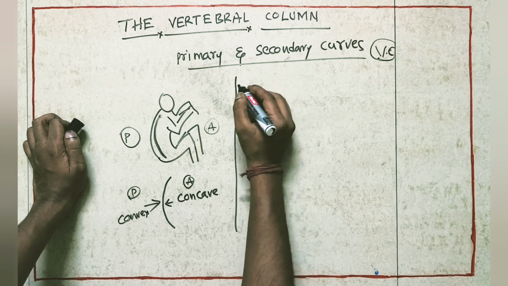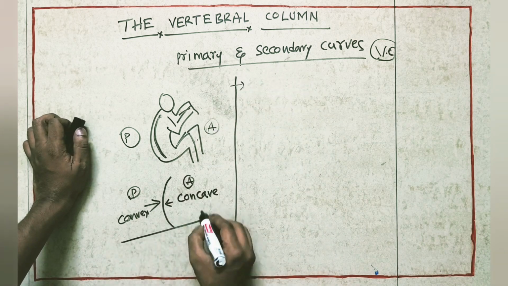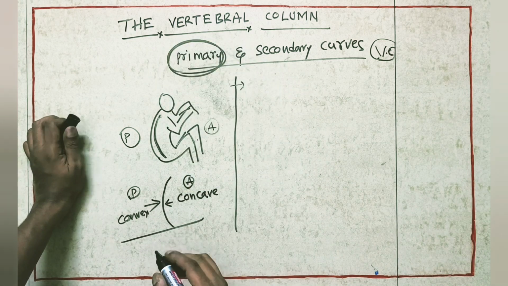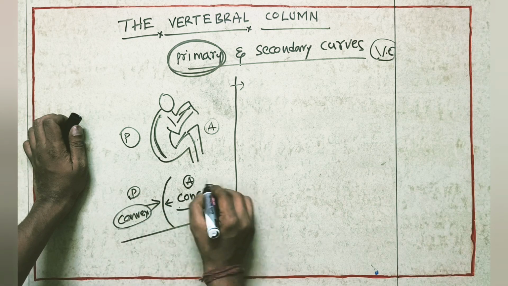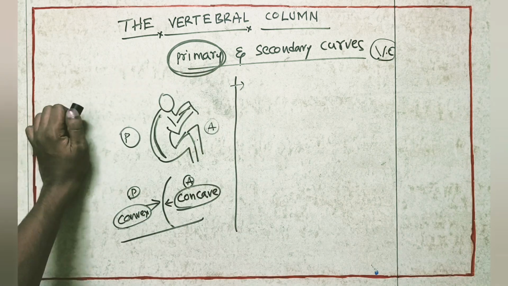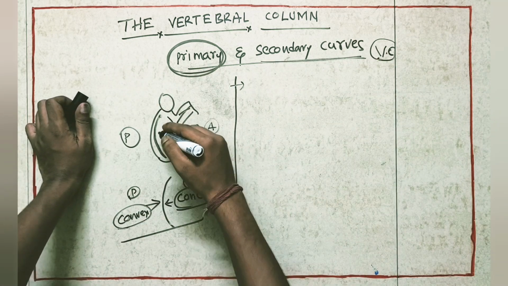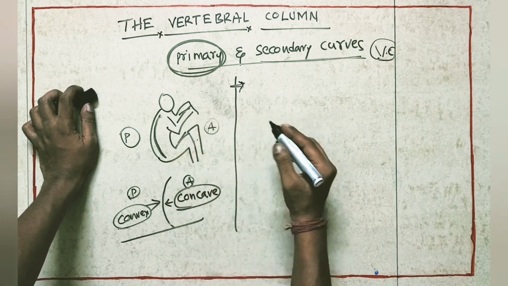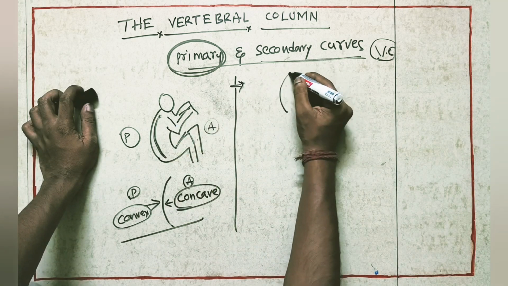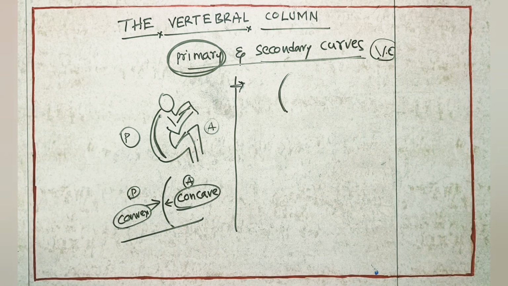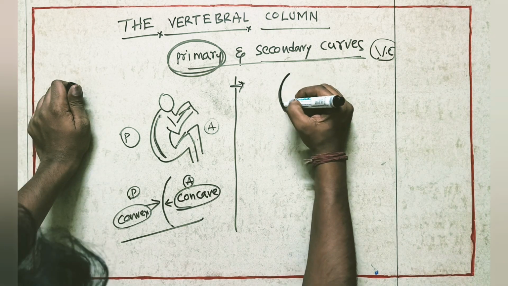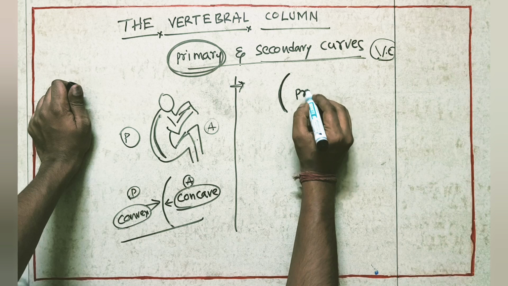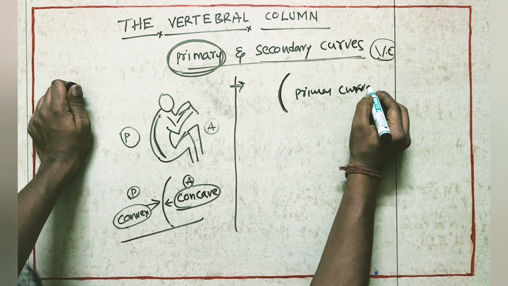As the child grows, the primary curve of the vertebral column is posteriorly convex and anteriorly concave. This is the primary curve of the vertebral column. Secondary curve means, as the child grows, changes will happen in this curve. Suppose this is the primary curve. How will the changes happen?